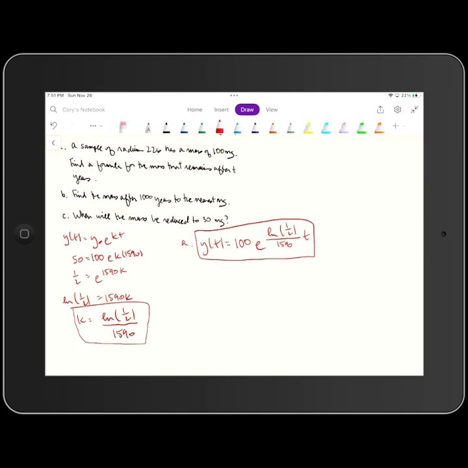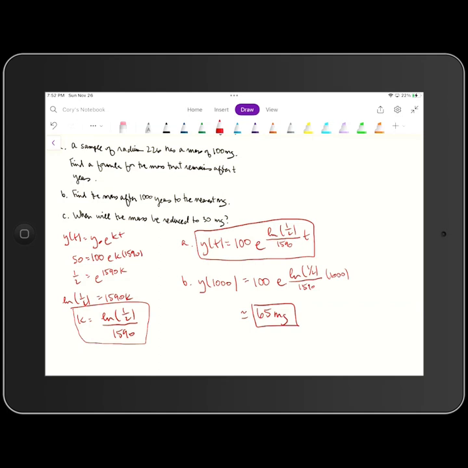Part B asks us to find the mass after 1,000 years to the nearest milligram. So in part B, we are asked to find y, or the amount, at time t equal to 1,000. So this will be 100 times e raised to the natural log of 1/2 divided by 1590 times 1,000 power. And when we round that to the nearest milligram, that winds up becoming 65 milligrams.